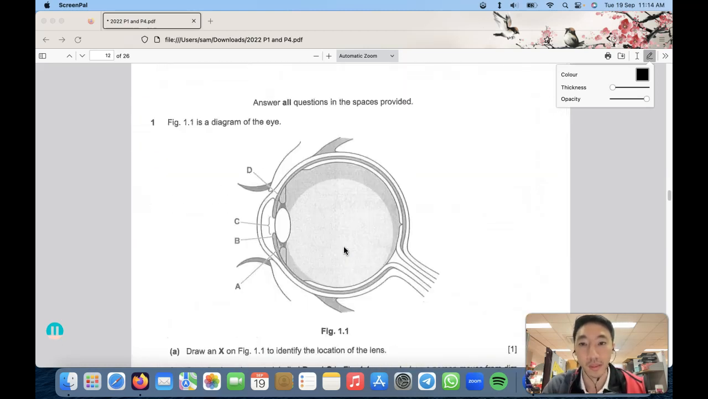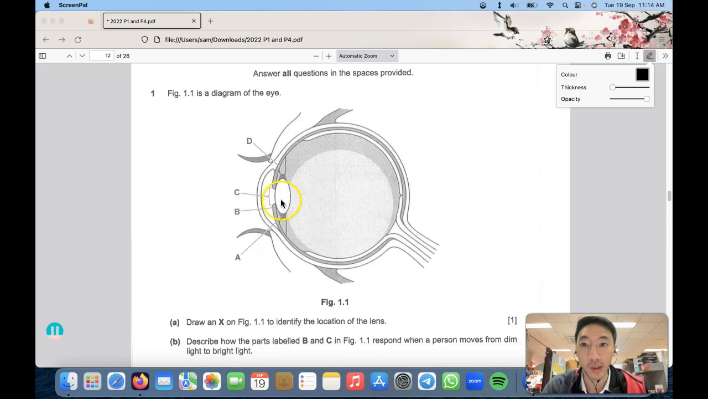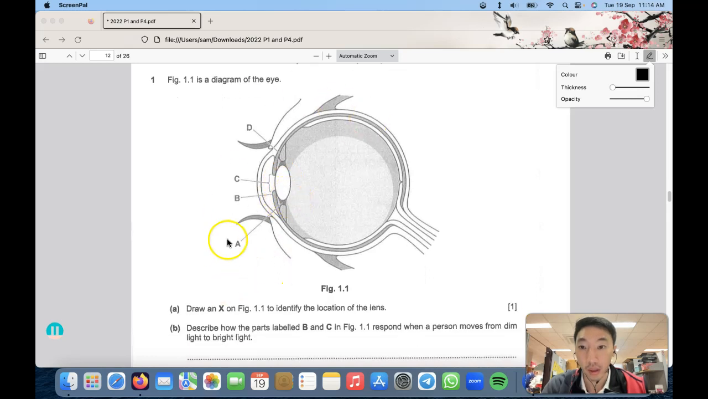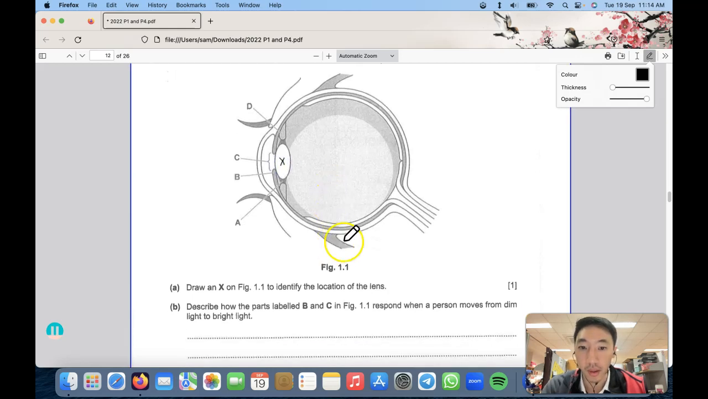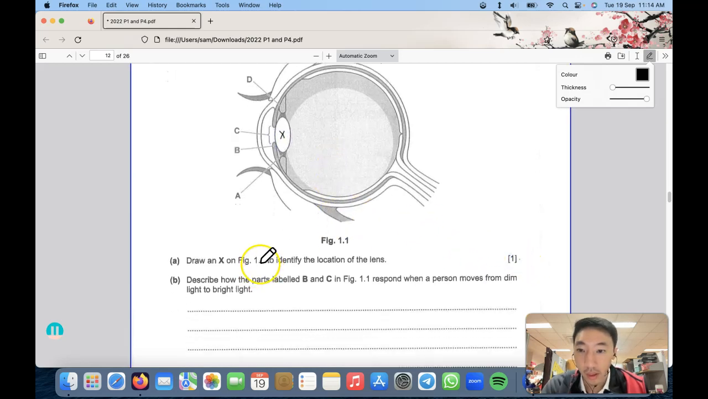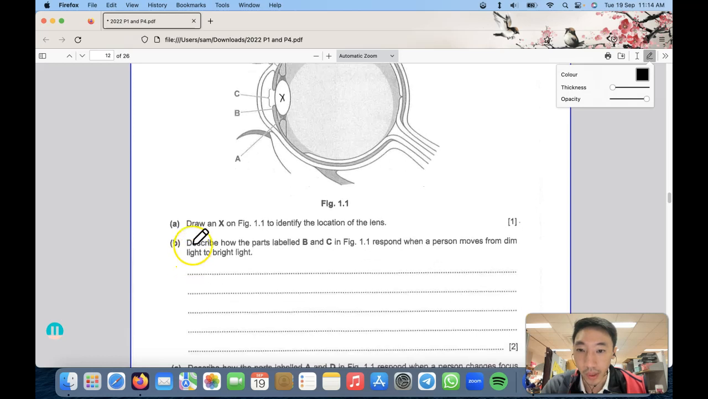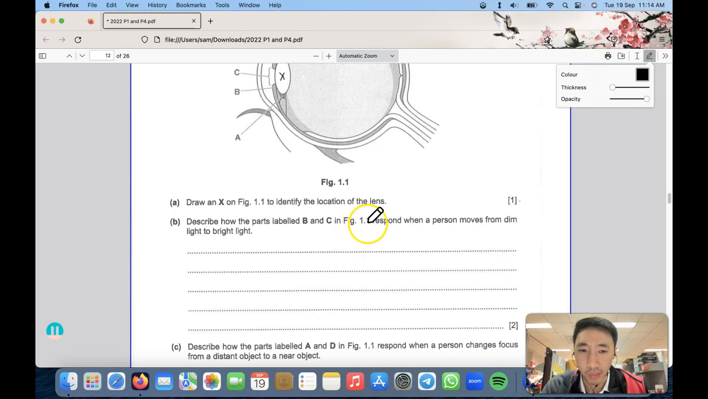Okay, so figure 1 shows the diagram of the eye. A, B, C, D. Draw an X on figure 1.1 to identify the location of the lens. So the lens will be over here. This is your lens. X. Okay, so 1 done. Describe how the parts labeled B and C in figure 1.1 respond when a person moves from dim light to bright light.